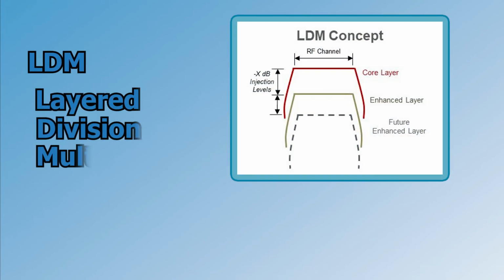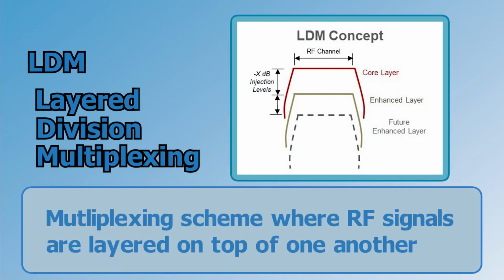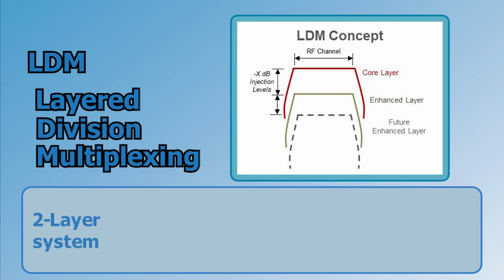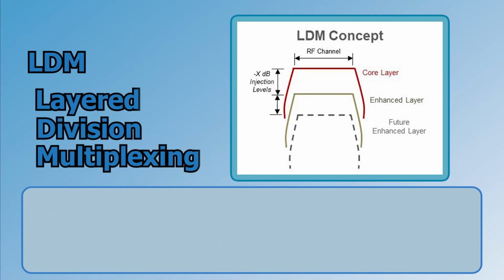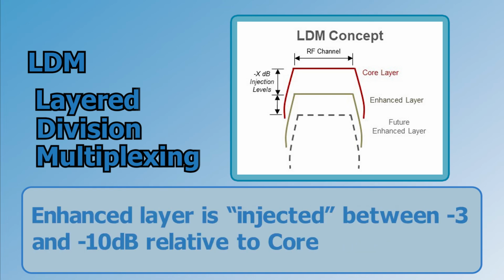LDM is layer division multiplexing and is a multiplexing scheme where multiple RF signals are layered on top of one another. A two-layer system has a core layer that features a more robust ModCod and an enhanced layer that has a less robust ModCod. The enhanced layer is injected between -3 and -10 dB relative to the core layer.